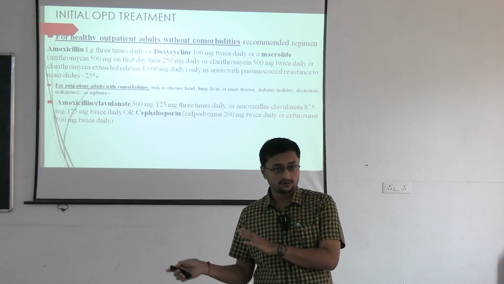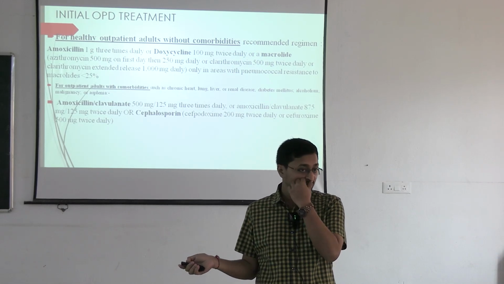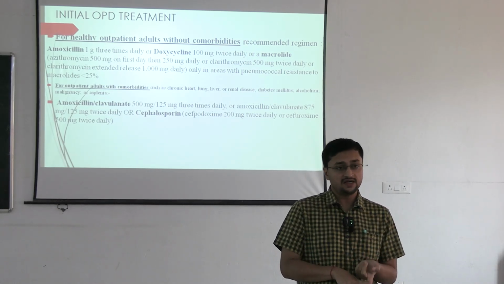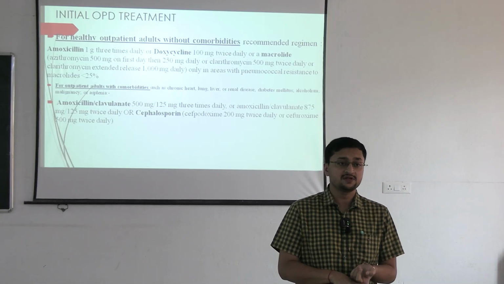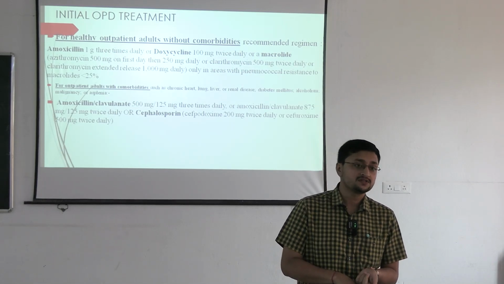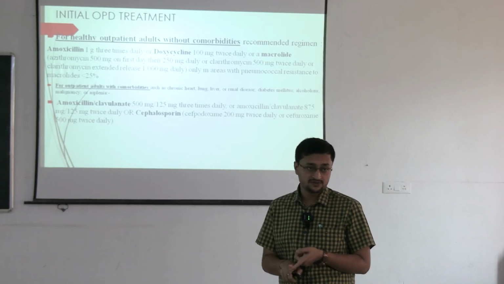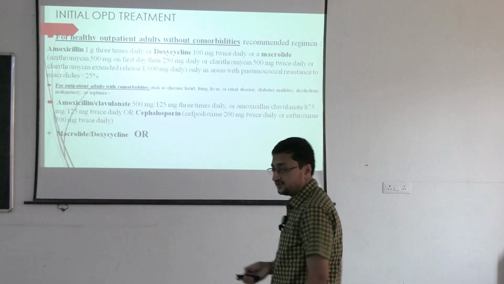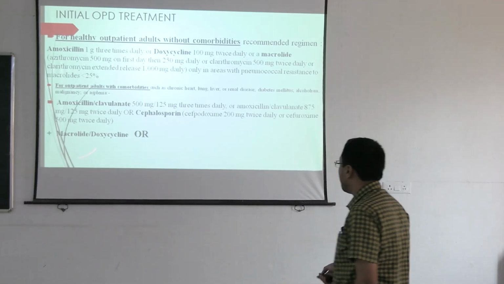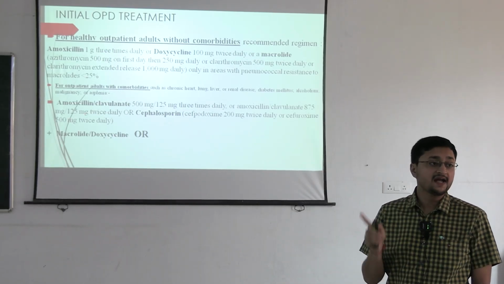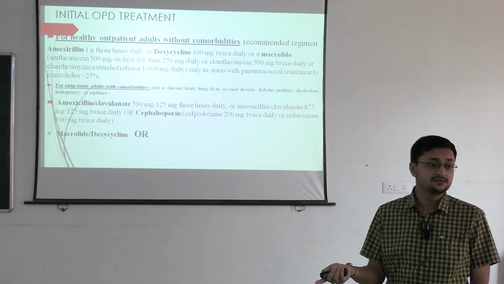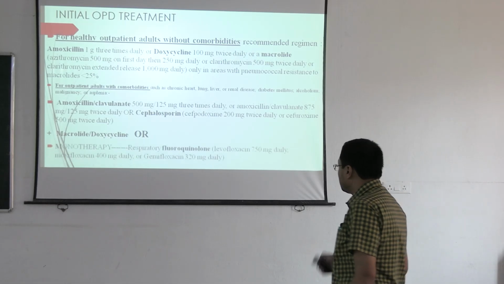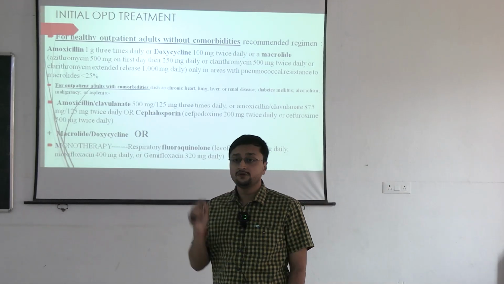And class 4 and class 5 have the same coverage, gram negative, gram positive, and additional pseudomonas coverage. Plus a macrolide or doxycycline to cover the atypical organisms. Macrolide covers the atypical organisms, like which are the atypical organisms? Mycoplasma, Legionella, etc. Or monotherapy with a respiratory fluoroquinolone.